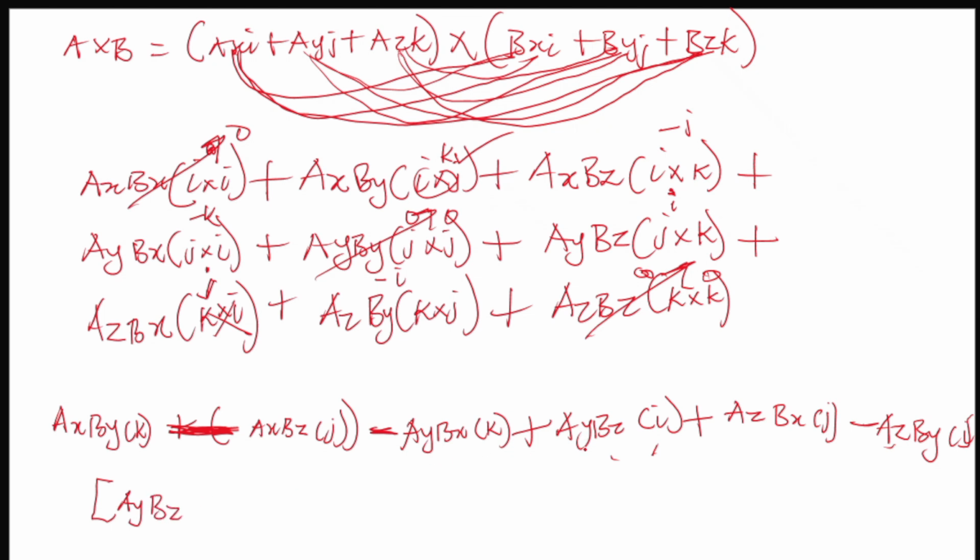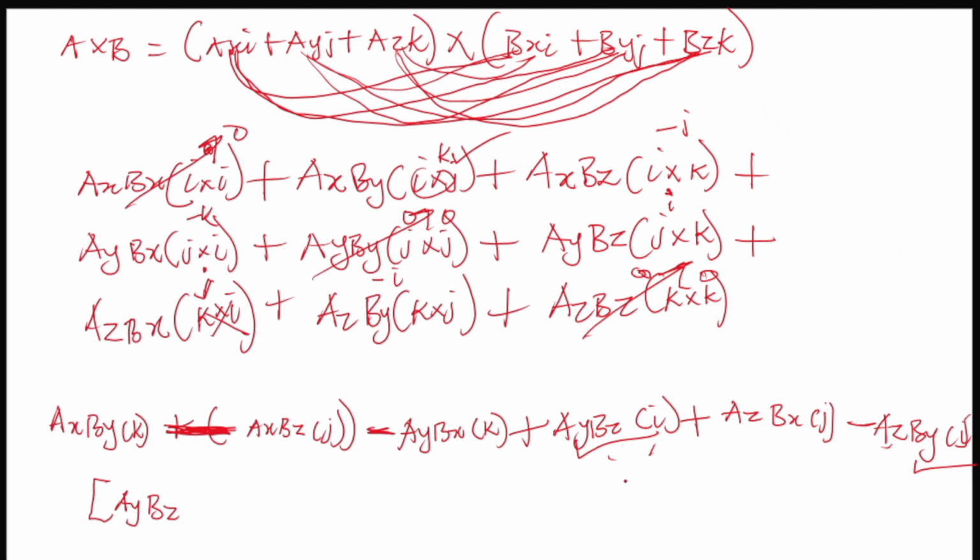So since this is having I, this is also having I here. What will it simply give you? This will now be minus AZ BY of the unit vector I, right?